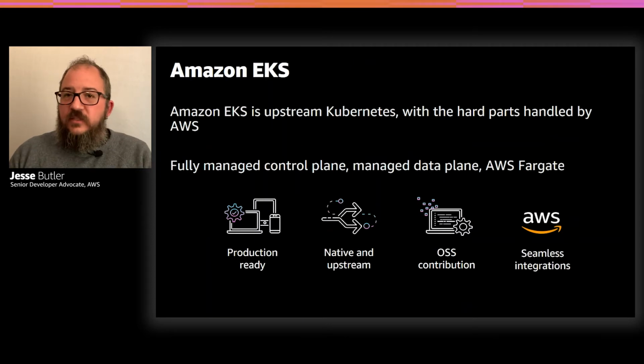So Amazon EKS is upstream Kubernetes with a lot of the hard parts handled for you by us. And what I mean by that is the undifferentiated heavy lifting of creating clusters and managing their life cycles. It's handled for you with our fully managed control plane. And we also have a lot of data plane automation with managed node groups, and you can even choose to adopt serverless containers with Fargate.